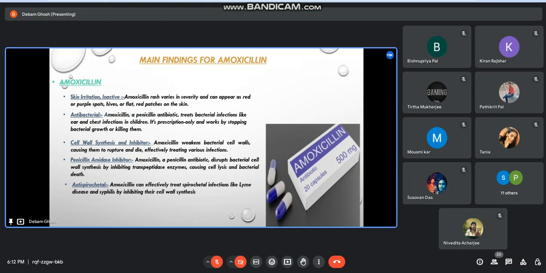Third, cell wall synthesis inhibitor. Amoxicillin weakens the bacterial cell wall, causing the bacteria to rupture and die, efficiently treating various infections. Fourth, penicillin amidase inhibitor. Amoxicillin, a penicillin antibiotic, disrupts bacterial cell wall synthesis by inhibiting the transpeptidase enzyme, causing cell lysis and bacterial death. Fifth, antispirochetal. Amoxicillin can effectively treat spirochetal infections like Lyme disease by inhibiting their cell wall synthesis.